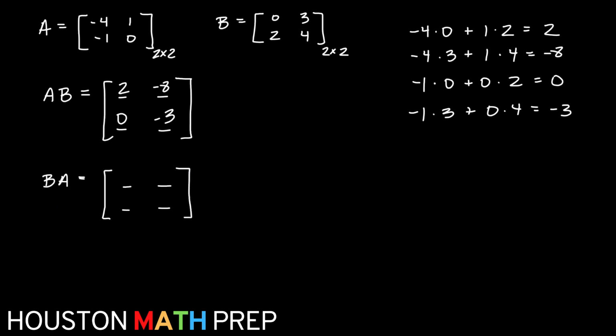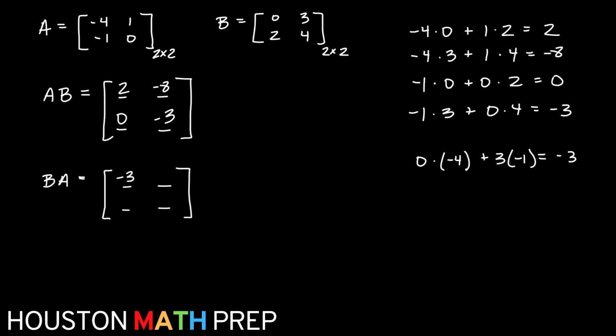So with B times A, that will be the rows of matrix B times the columns of matrix A. So my 0, 3 dot product with my -4, -1. That gives us 0 times -4 plus 3 times negative 1, which is negative 3. You can already see something different happened. We didn't get 2, so negative 3 goes here.